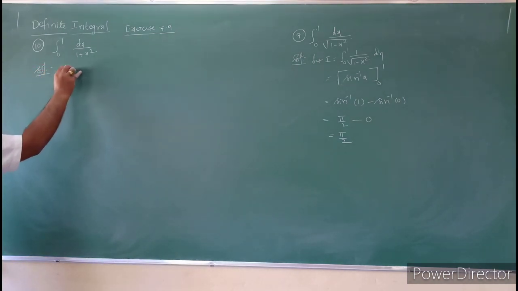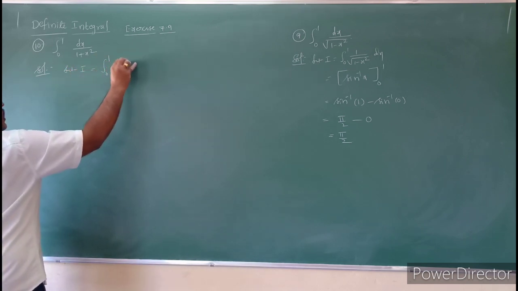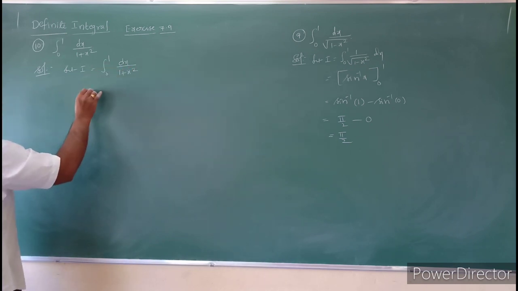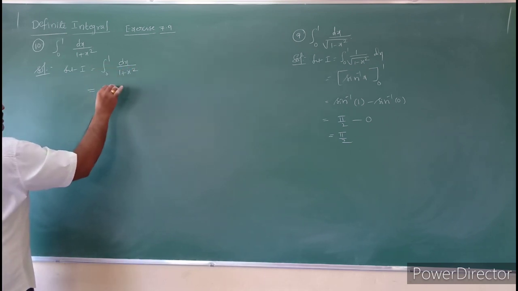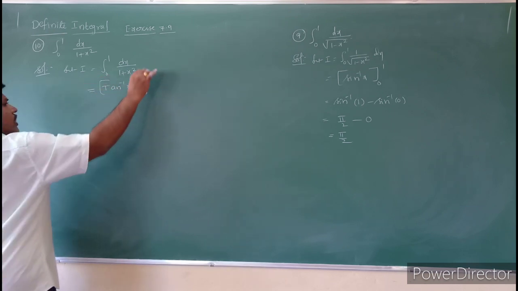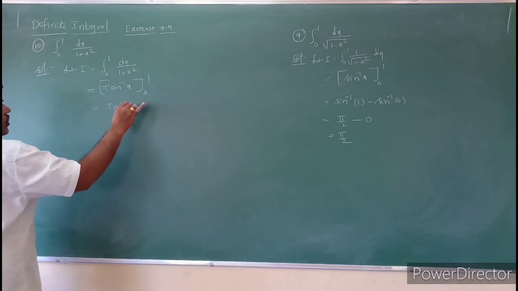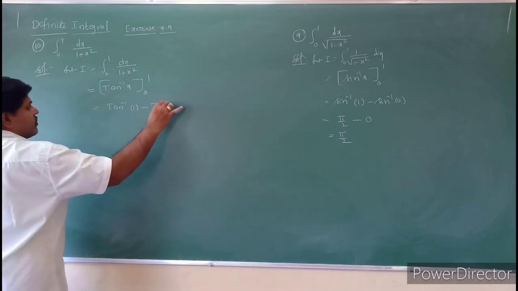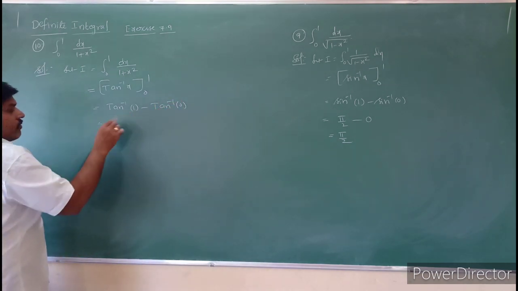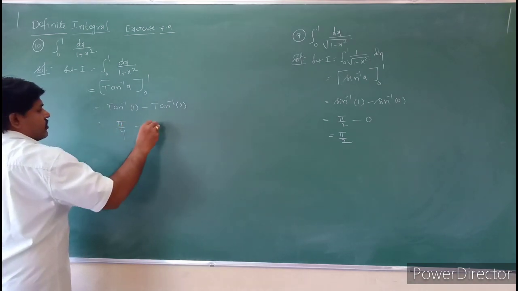So let I be equal to integral 0 to 1 dx by 1 plus x square. What is the integral of 1 by 1 plus x square? That is nothing but tan inverse x. Apply the limits 0 and 1. So what happens? Tan inverse of 1 minus tan inverse of 0. That is nothing but tan inverse of 1 is pi by 4, minus tan inverse of 0 is 0.